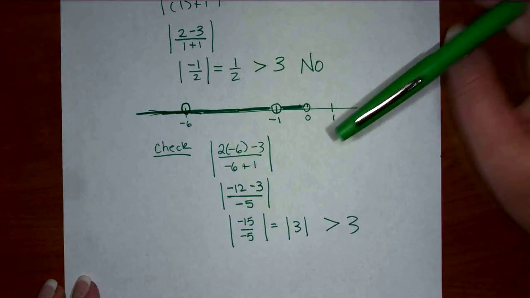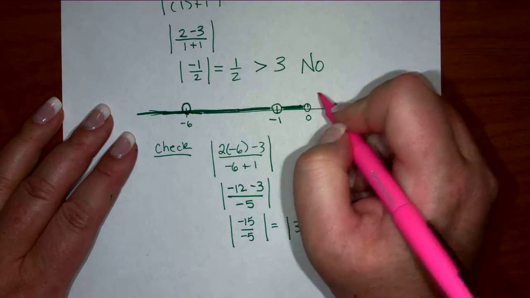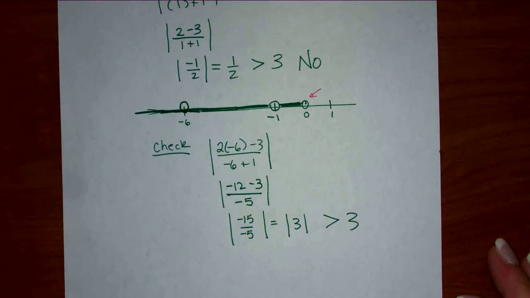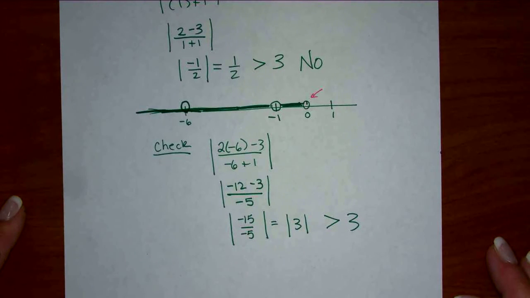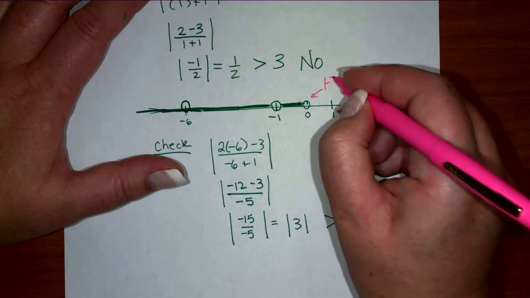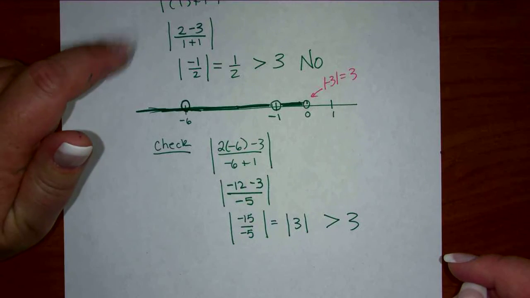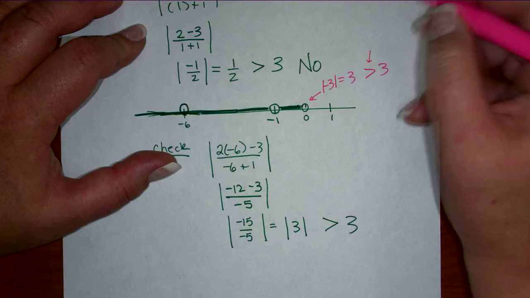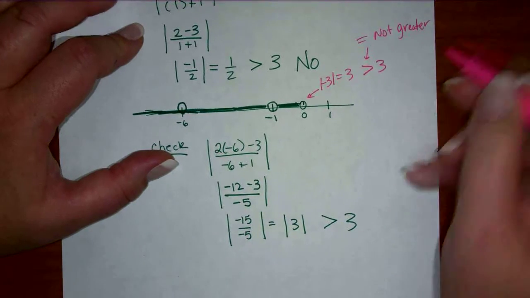So let's, on this number line, let's say why they don't work. Okay, so why does the 0 not work? We didn't plug it in, but what would you get if you plugged it in? You would get negative 3. Okay, so it's not bigger than 3, it's equal to 3. So it didn't work because it's equal to 3 and we wanted only bigger. And it's equal, not greater. Okay, so that's why the 0 doesn't work.